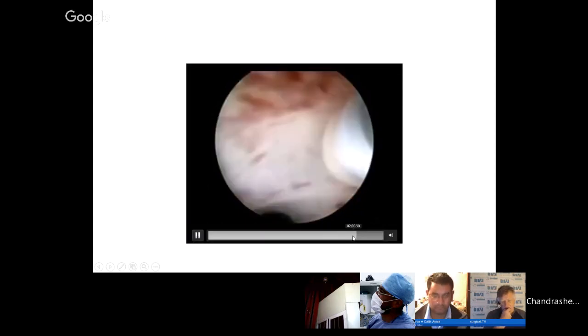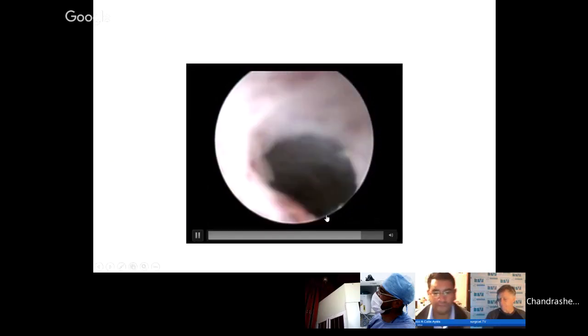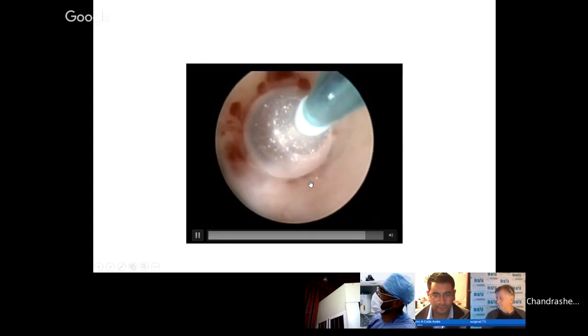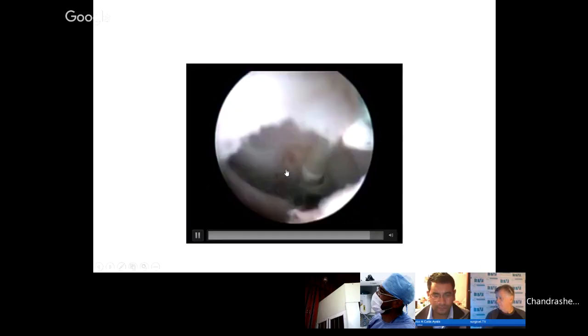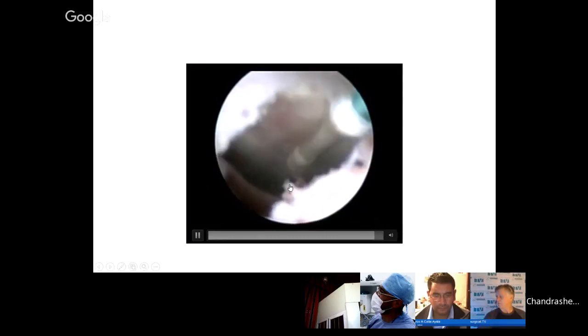The balloon is being used to dilate the opening, and here you can see the prepontine space and further opening of the second membrane, and eventually we got a good prepontine space here after the second membrane has been opened.